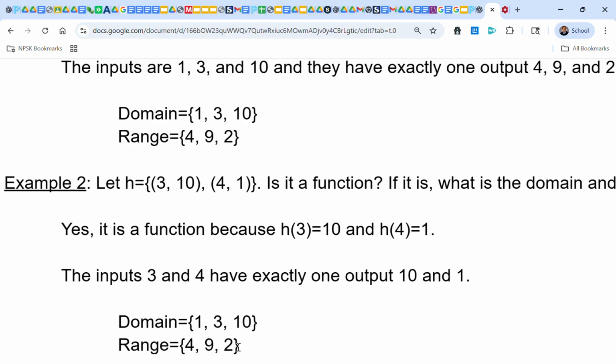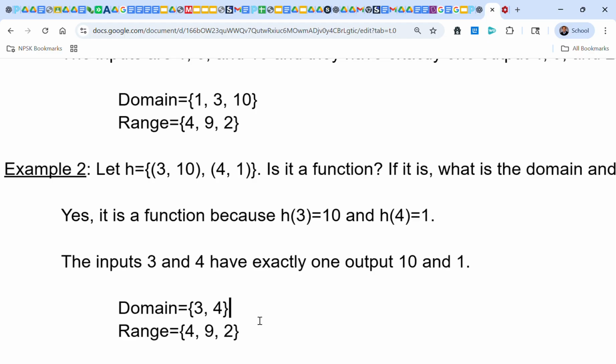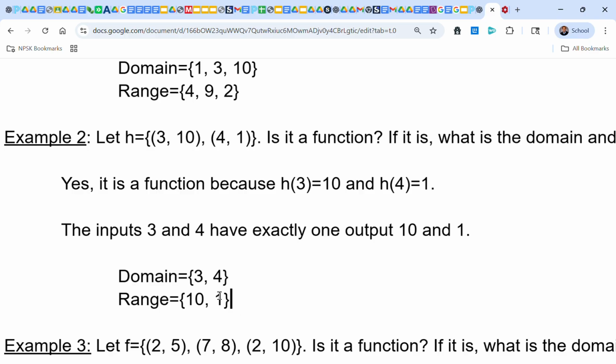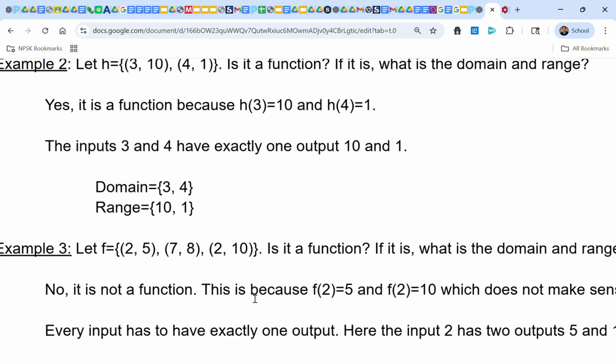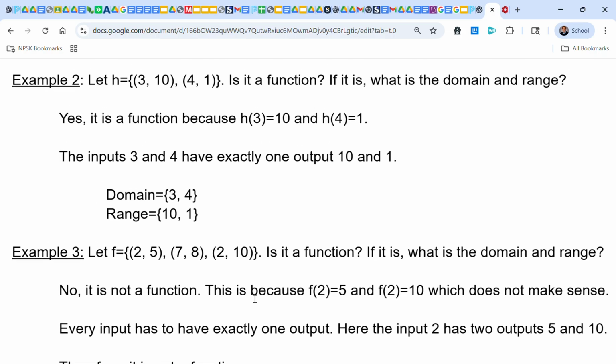Well, that's clearly wrong. What is the domain here? Well, the domain is 3 and 4. So let's change this. These are my x-coordinates, 3 and 4. And the range is 10 and 1. So let's change that. So the range should be 10 and 1. I had this in here just to kind of convey that message. So yep, that's how you do that.